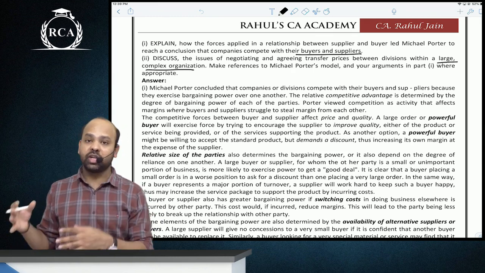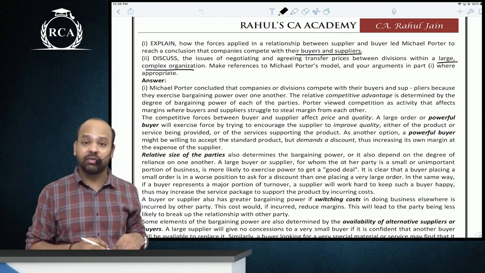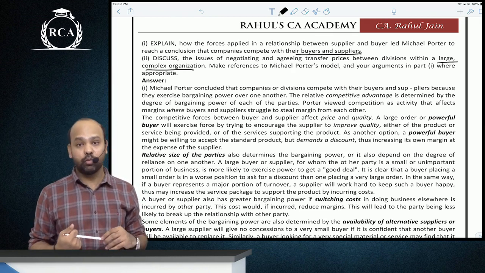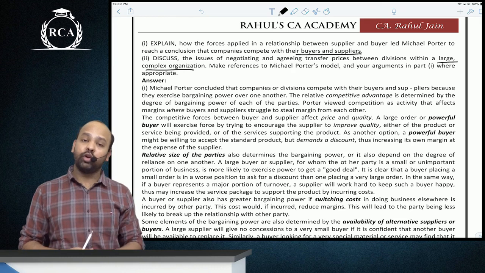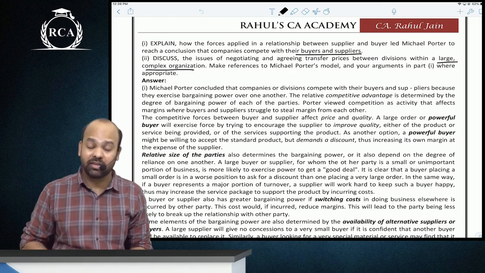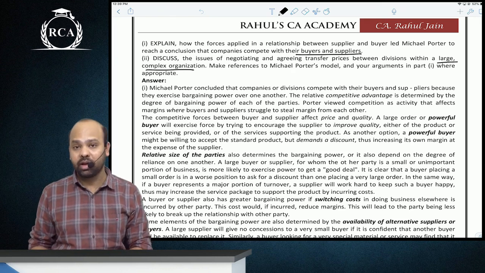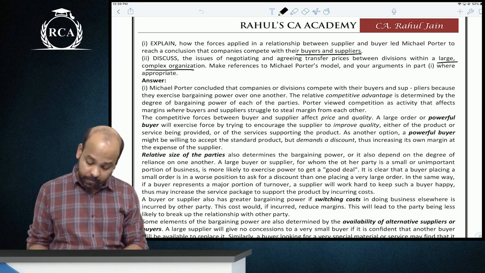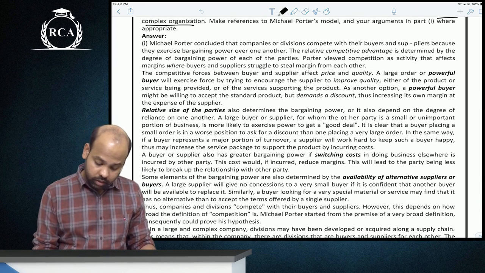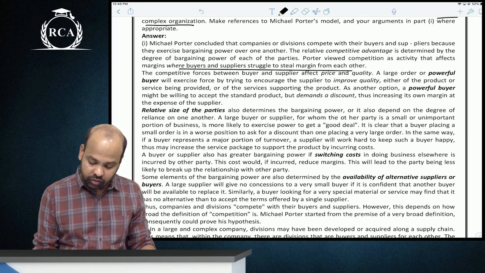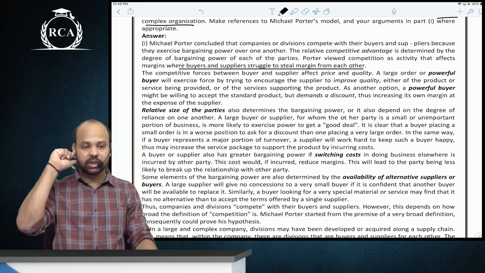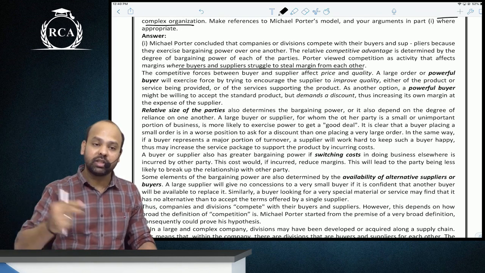Who gets a larger share of profit? If the customers are paying a higher price, you end up making more profits. If the customers pay a lower price, you would end up making lesser profits. Likewise, if you pay a higher price to your suppliers, you would make a lesser profit. If you pay a lower price to your suppliers, you would make a higher profit. Yes or no? Buyers and sellers struggle to steal margin from each other.